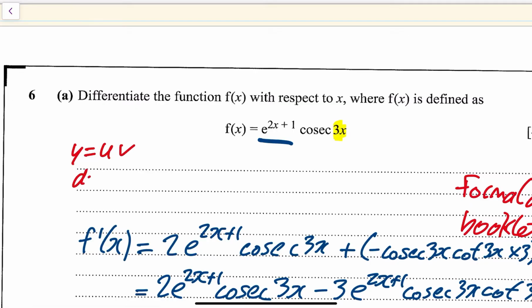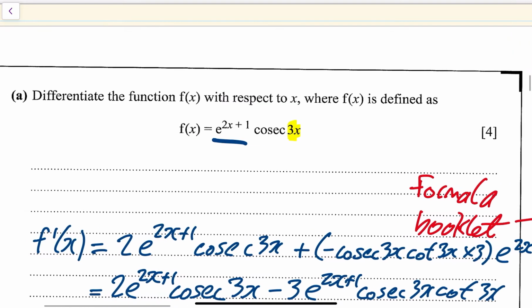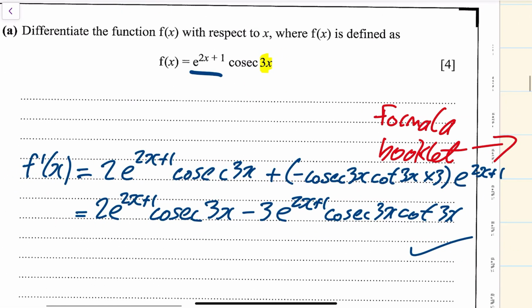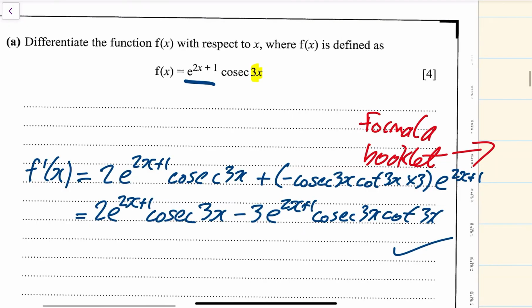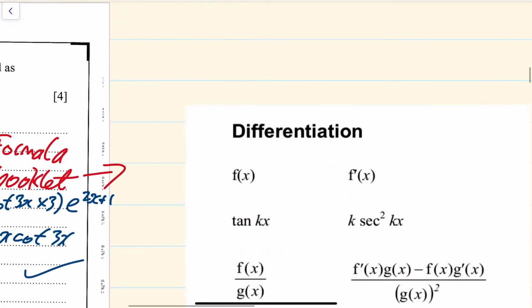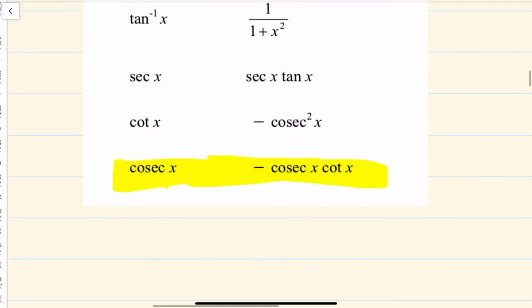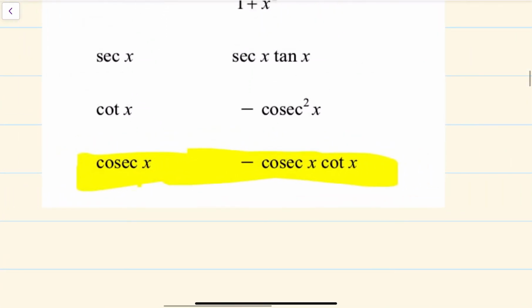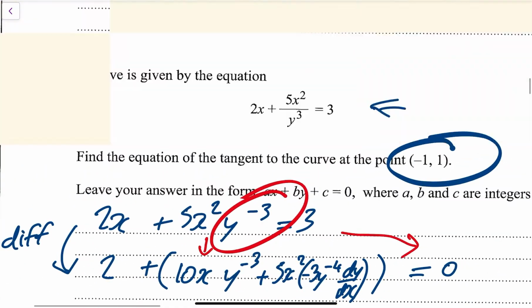There's a product rule. y is equal to uv. You'd write down v du by dx plus u dv by dx. But what you can also do is just differentiate the first, write down the second, differentiate the second, write down the first, which is what I've done. So hopefully you're happy enough with that. Now, before I get started, the formula book tells me if I differentiate cosec, I get minus cosec cot.